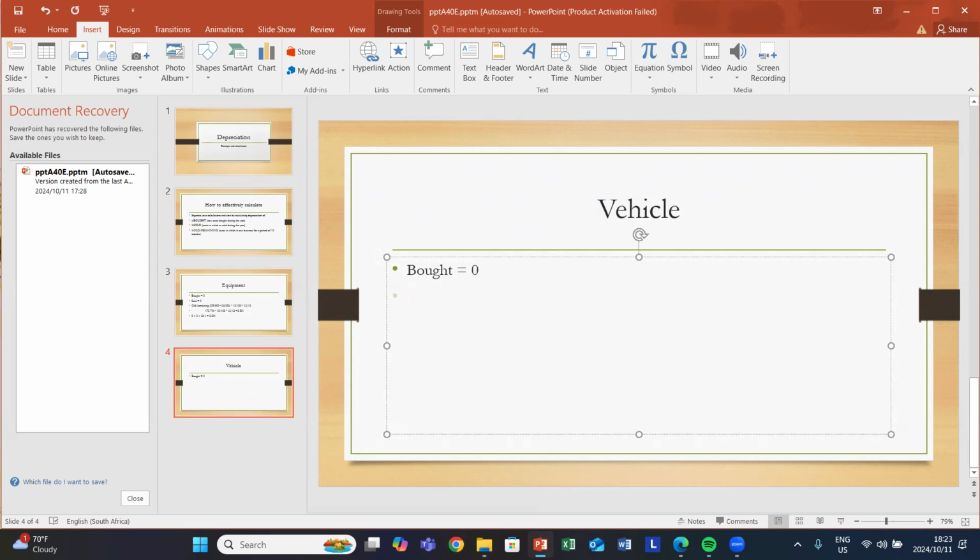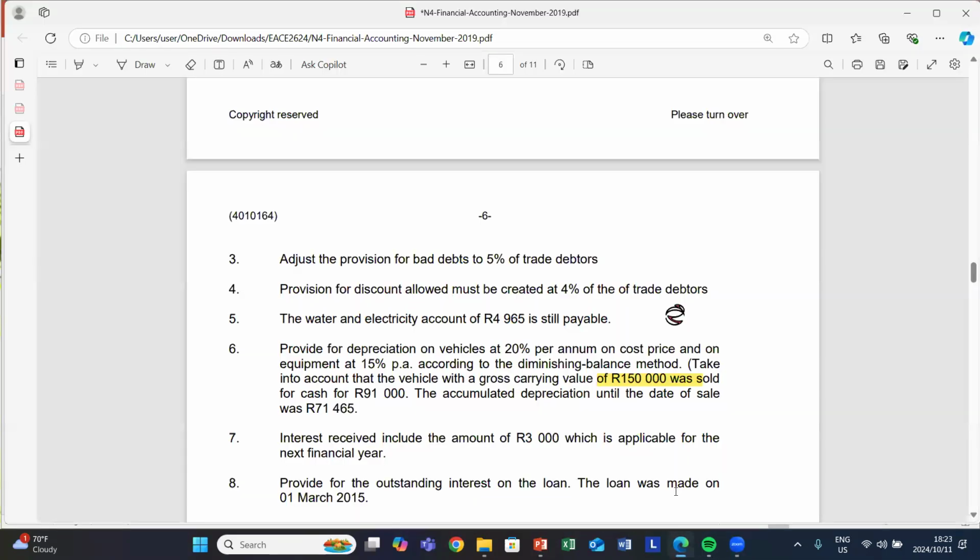Second step, sold. You calculate the depreciation of that asset which you sold during the year. Remember in our statement, they said take note that a vehicle with a gross carrying value of 150,000 rand was sold. So during the year, we sold an asset with a cost price of 150,000 rand. But did they specify when we actually disposed of it? The transaction was vague. Maybe the examiner made a mistake there because they did not specify when we actually disposed of our asset.